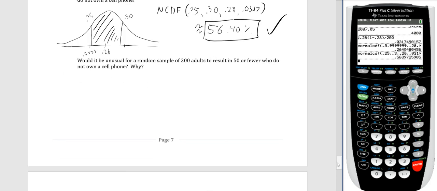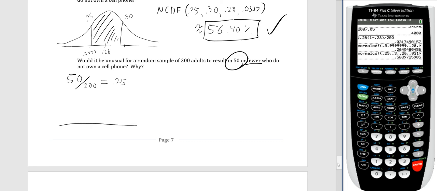Last question here. Would it be unusual for a random sample of 200 adults to result in 50 or fewer who do not own a cell phone, and why? Well, again, in this case we don't have a proportion, but we need to check it and make it one. That's 50 out of, in this case, the sample size was 200, not 100. So 50 out of 200, that gives me 0.25. So that's what I'm trying to find, 25% or fewer.